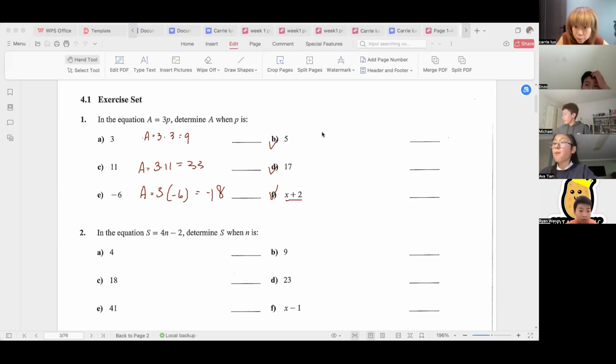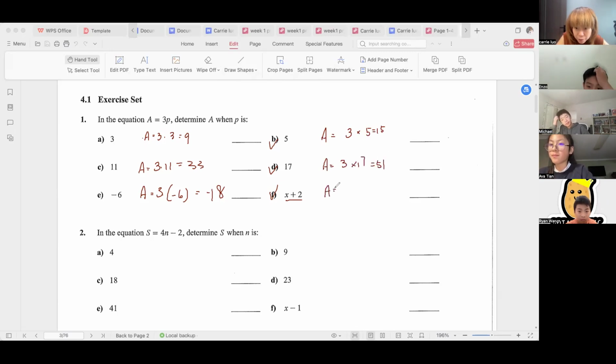Okay, so let's take a look at this one. First one, very easy. A equals 3p and p equals 5. It's 3 times 5 equals 15, right, Ava? Okay, next one. A equals 3p and p equals 17. So 3 times 17 equals 51, right?